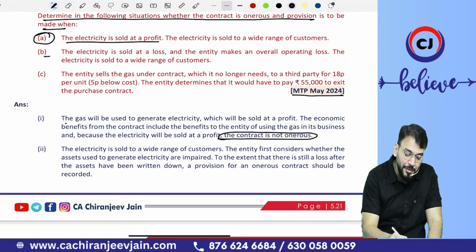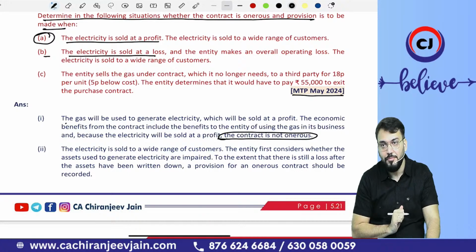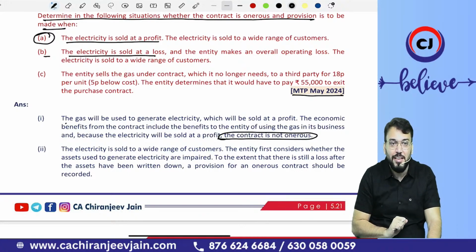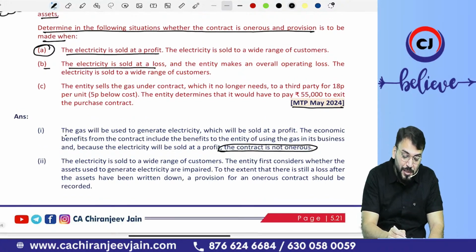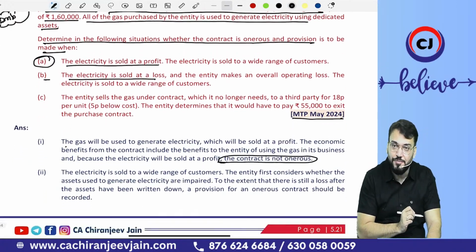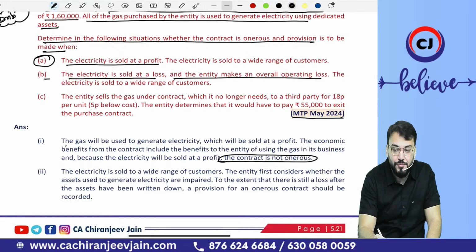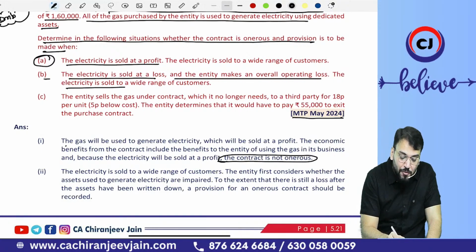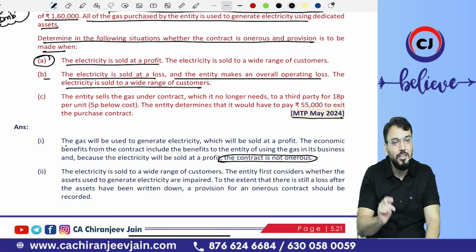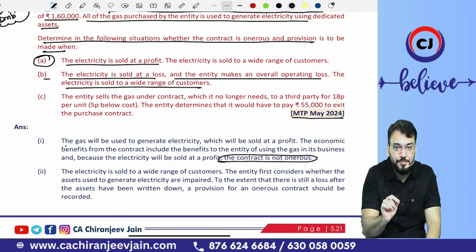Come to the second point, number B. The electricity is sold at a loss. Now they are saying at a loss, which means it becomes an onerous contract, because they have a purchase contract at 2,30,000. Correct. And the entity makes an overall operating loss. The electricity is sold to a wide range of customers. So it becomes an onerous contract.